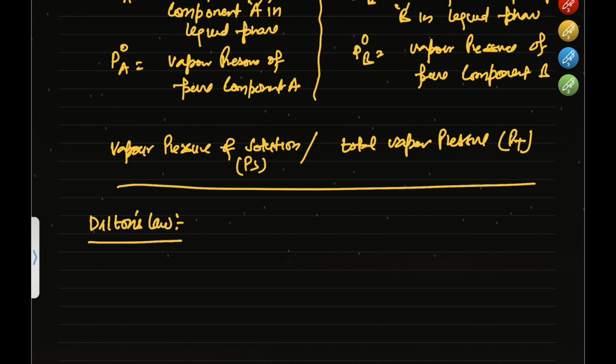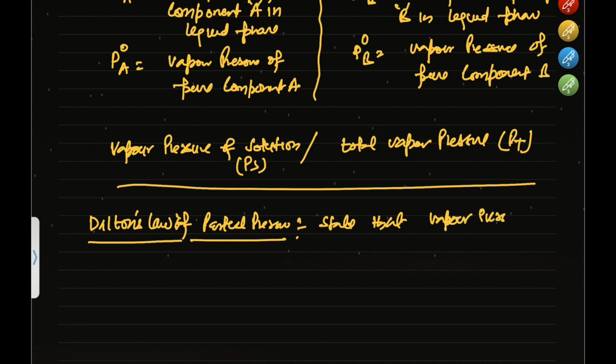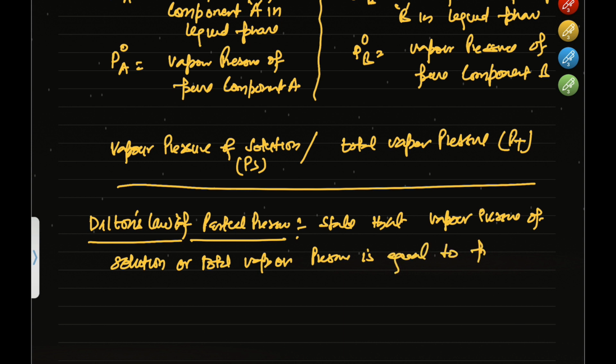Dalton's law. Dalton's law of partial pressure states that the vapor pressure of the solution, or total vapor pressure, is equal to the sum of the partial vapor pressures of the components.